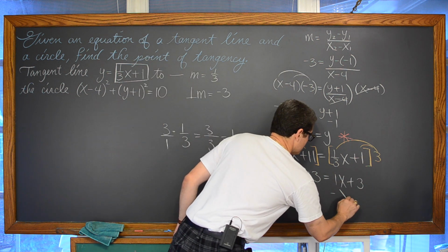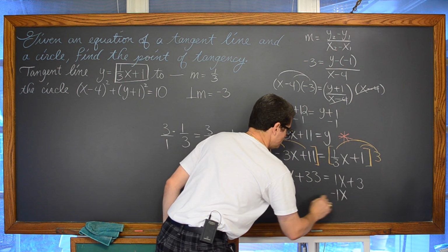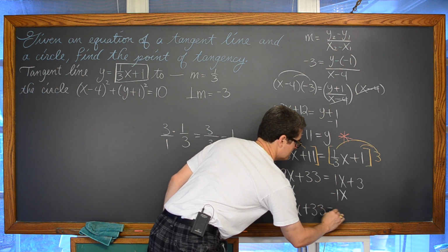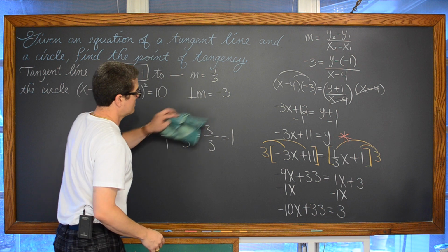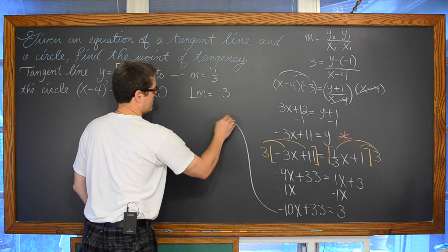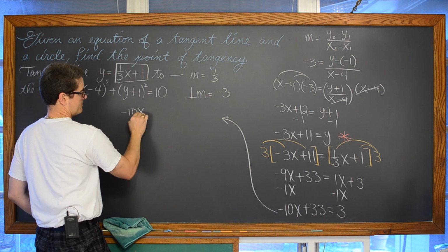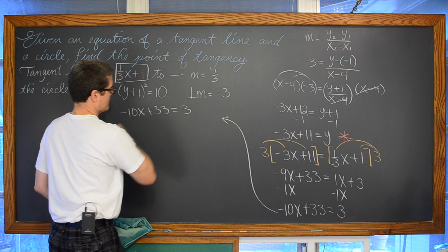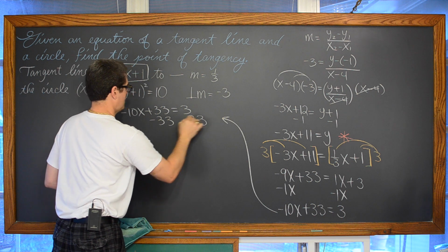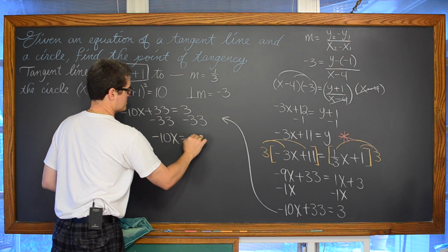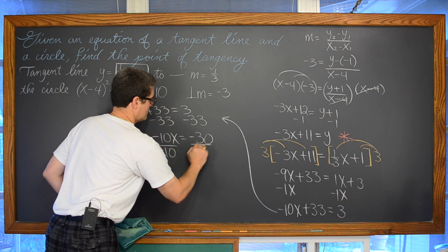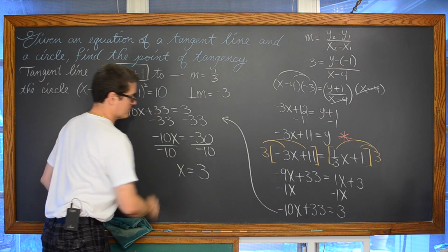Subtract both sides by negative 1x, and we're going to have negative 10x plus 33 is equal to 3. And sorry about my board usage, I've run out of room. Let's bring this over here. Subtract both sides. We're trying to solve for x. We're going to subtract both sides by 33 and get negative 10x is equal to negative 30. We're going to undo that multiplication of 10 by division. And x is equal to 3.